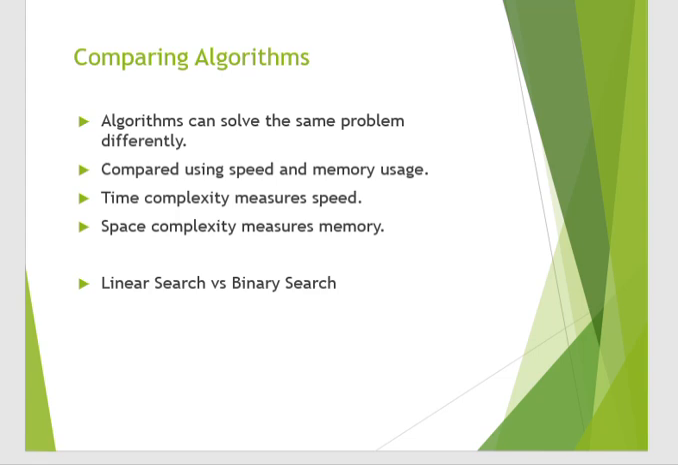Comparing algorithms. Different algorithms can solve the same problem in different ways. Algorithms are compared on the basis of speed and memory usage. Two important concepts are there: time complexity for measuring the speed, and space complexity for measuring memory. Example, you can take linear search versus binary search. In linear search, we compare the search element with each element of the list, while in binary search we arrange the elements in either ascending or descending order, and we divide the list into two parts, and then we check the middle term. So the number of comparisons is less in it.